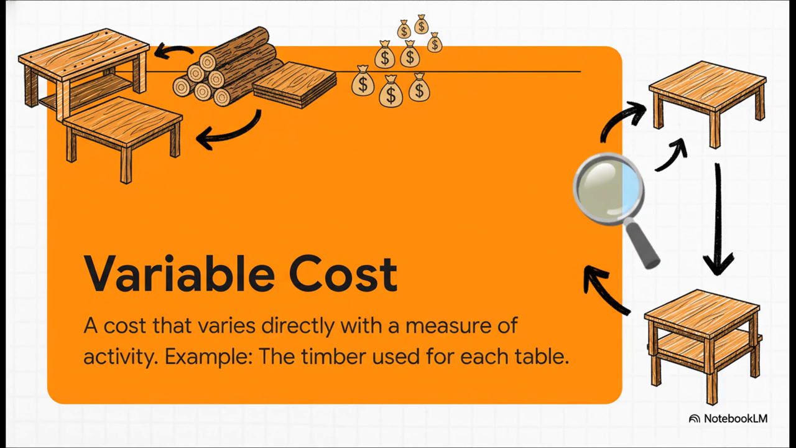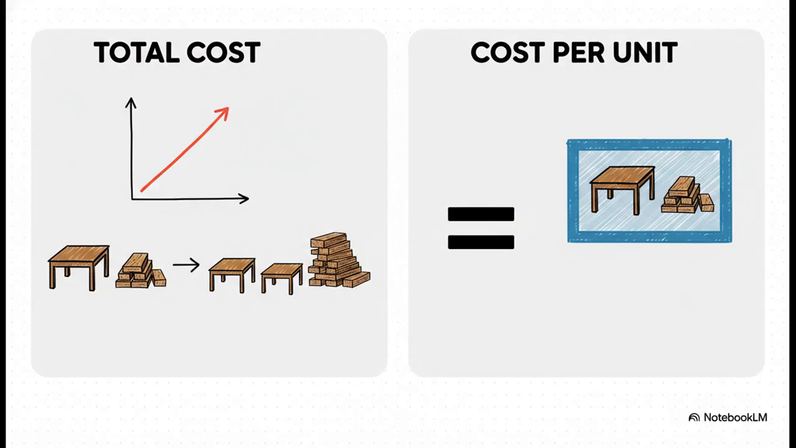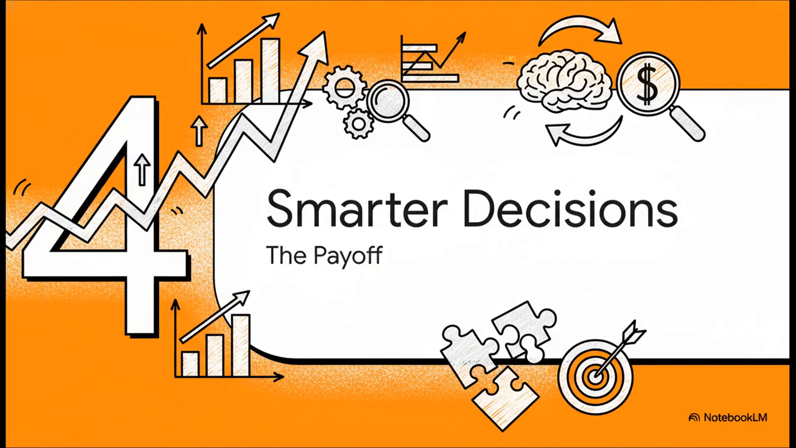Now, on the complete flip side of a fixed cost is a variable cost. This is a cost that moves in perfect lockstep with your activity. The more tables you decide to make, the more wood you have to buy. It's a straight one-to-one relationship. Make another table, buy more wood. And here's where we see that perfect mirror image of fixed costs. With variable costs, the total amount you spend goes up and up as you make more, but the cost per unit, so the cost of the wood for just one table, stays exactly the same. Getting your head around this inverse relationship, how fixed and variable costs behave differently in total versus per unit, is absolutely crucial.